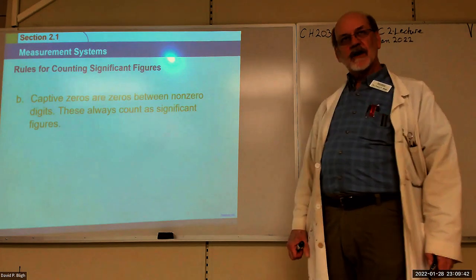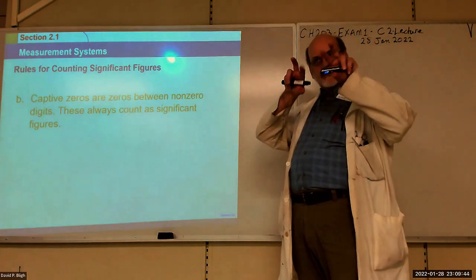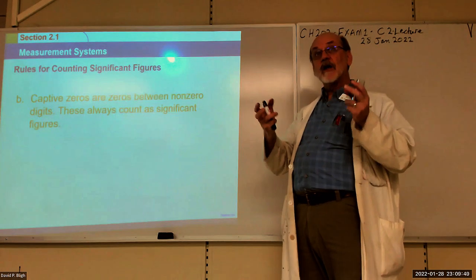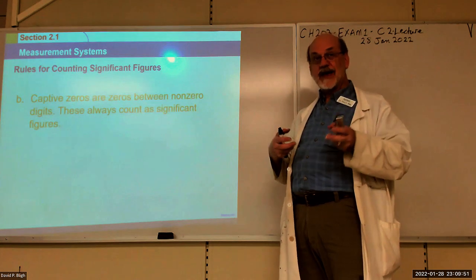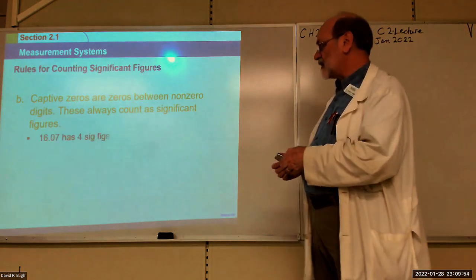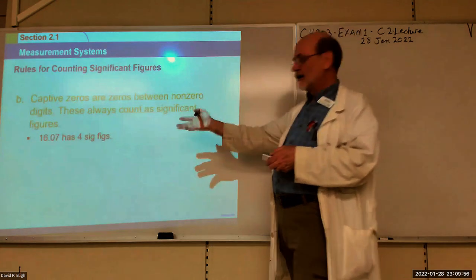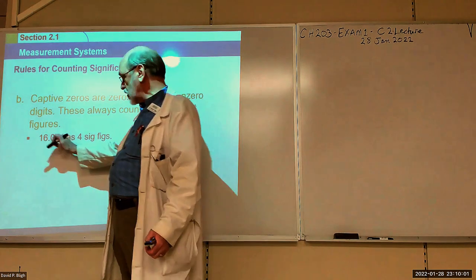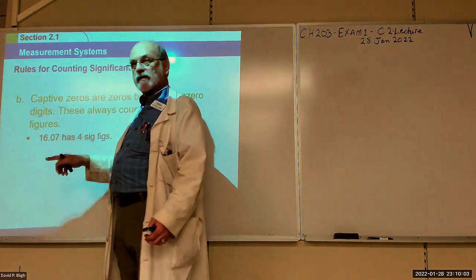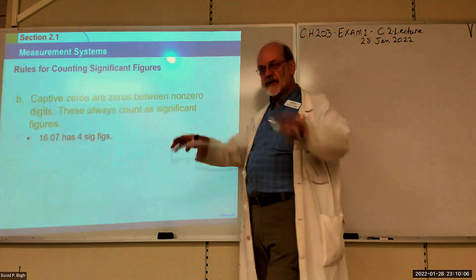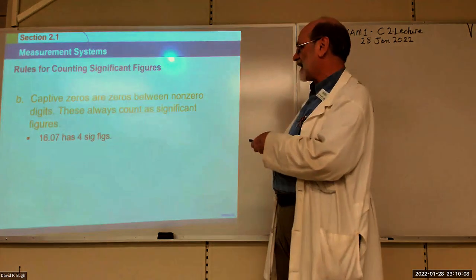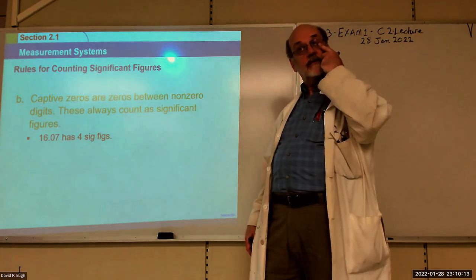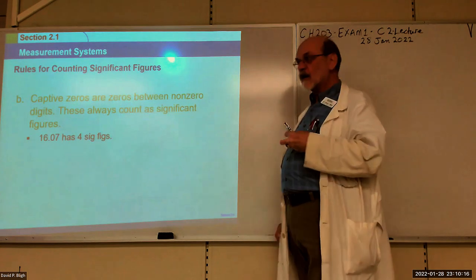Then there are zeros that are captive. They're surrounded by non-zero numbers. Those zeros are always significant. It doesn't matter how many you have. In this case, you got one, right? But you could expand that if the measurement called for it, you could move that seven out here and put three or four zeros in there. They'd all be significant because they're bracketed, captivated by non-zero numbers. Those are significant always.